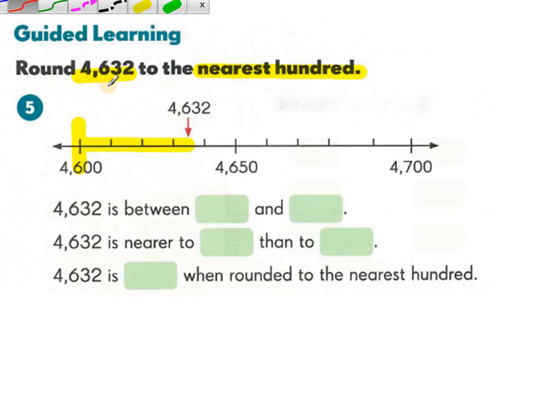So here's what I know. I know that 4,632 is between these two numbers on a number line. I also know that 4,632 is nearer to this one than to that one. So 4,632 is 4,600 when rounded to the nearest 100.